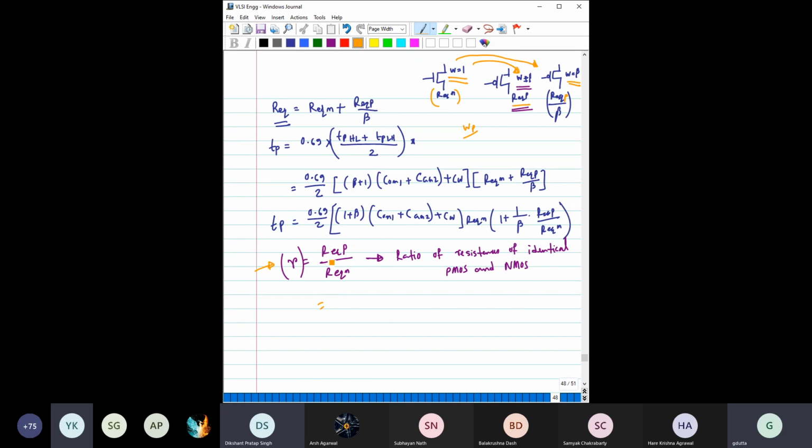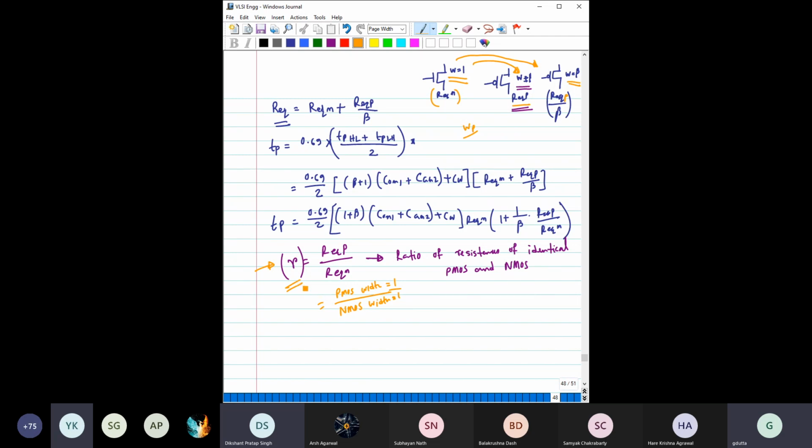See, this R equivalent P is when PMOS width is equal to 1. And this is when the NMOS width is equal to 1. Isn't it right, Subhayan? Yes, sir. Yeah, right, that I want. So what is this R then, from the charging and discharging point of view?